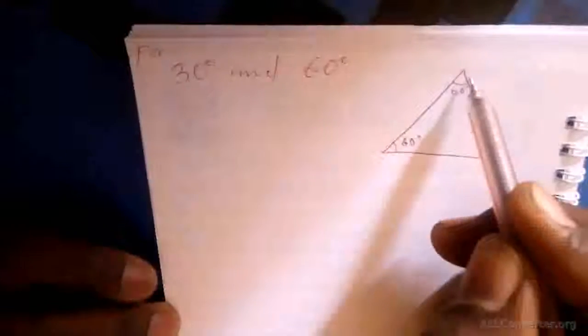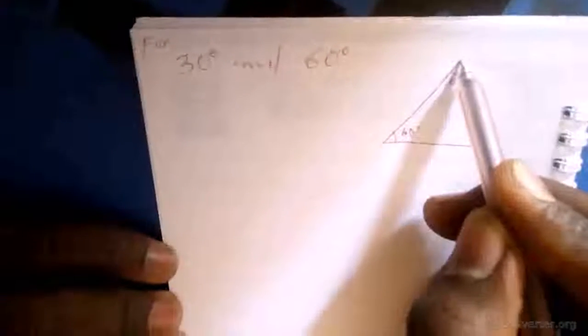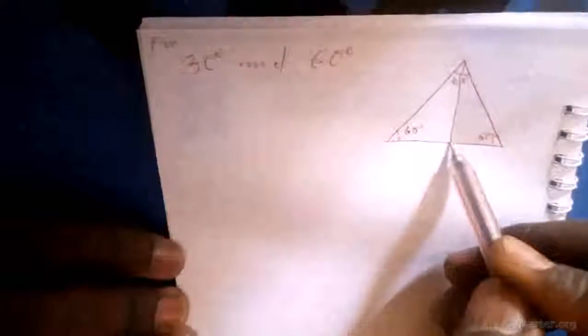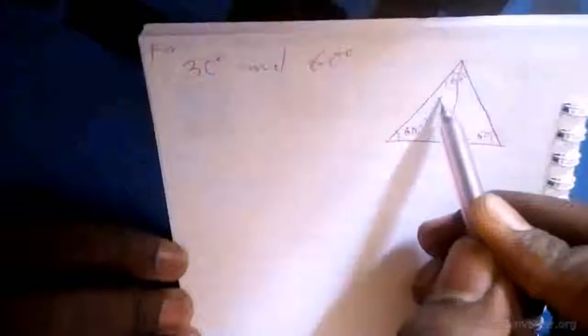What we know is that the sum of angles in a triangle equals 180. If you divide 180 by 3, we get 60. Therefore, each angle is 60 degrees. But if you want to have 30 degrees, we have to cut this one into two equal parts. Therefore, this angle will become 30 degrees, and also this angle will become 30 degrees.